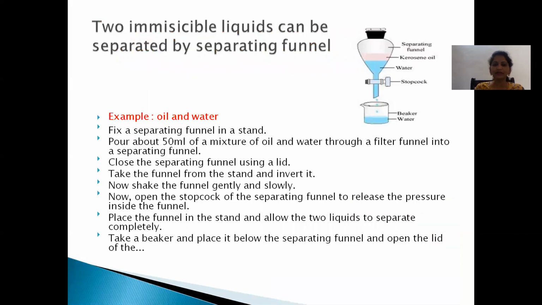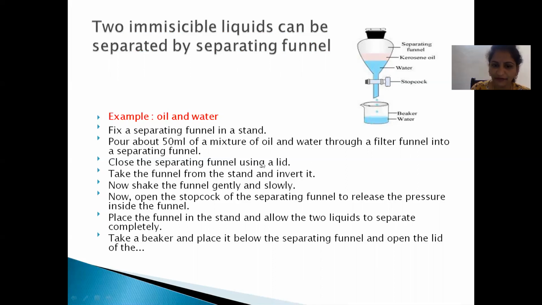And then next, coming to immiscible liquids. As I said, immiscible liquids are both liquids, but they do not dissolve in each other completely. A layer can be formed. Here I have taken the example of oil and water. For such immiscible liquids, we have a separating funnel, an instrument to separate these two liquids, oil and water. Fix a separating funnel in the stand. Pour 50 ml of the mixture of oil and water through a filter funnel into the separating funnel.